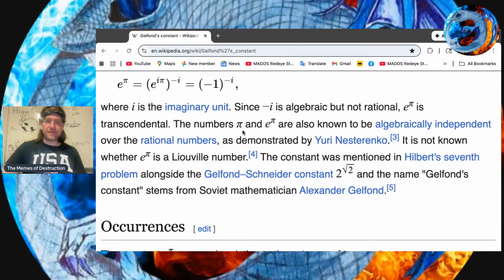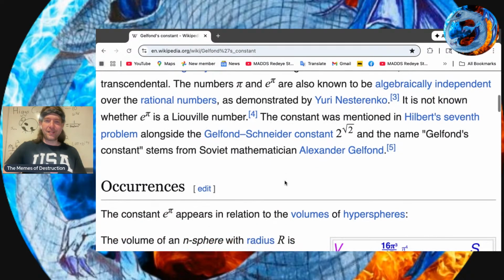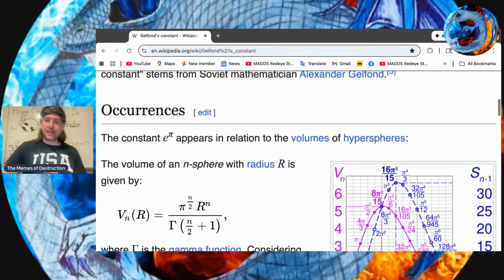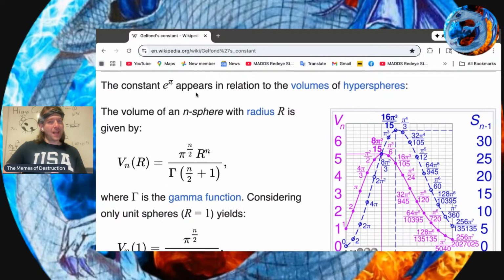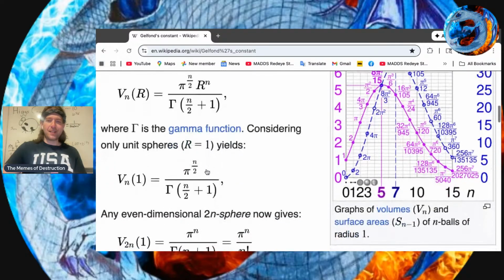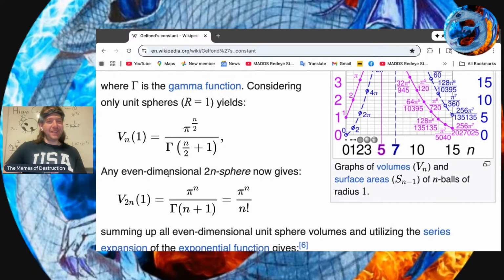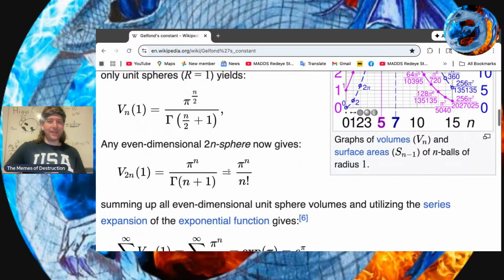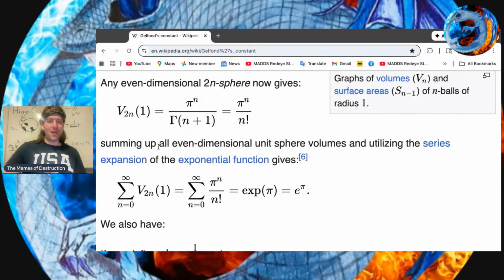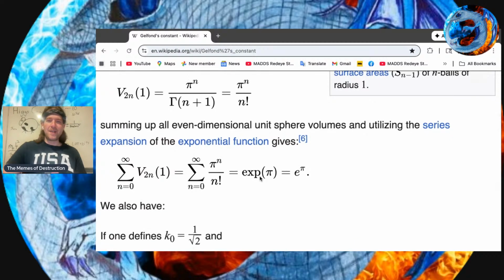Oh, it's a Liouville number, blah blah. Yeah, people went over that. But here's the interesting thing. E to the pi appears in relation to the volumes of hyperspheres. The volume of a given n-sphere with radius r is given by all of this. Any even dimension n-sphere now gives this. So, long story short, summing up all even dimension unit hypersphere volumes and utilizing the series expansion of the exponential function gives e to the pi.